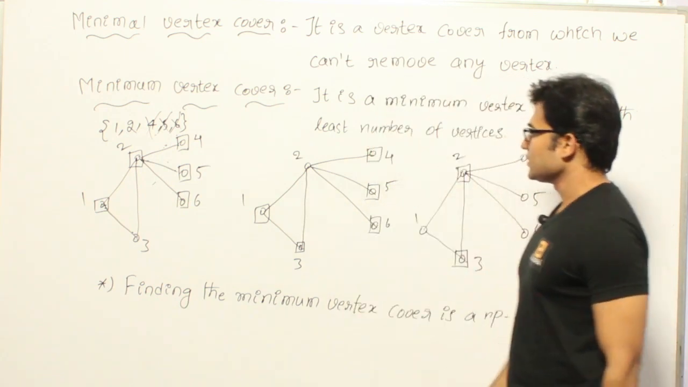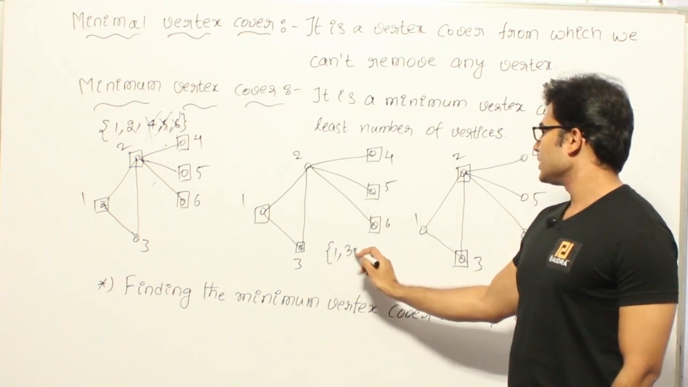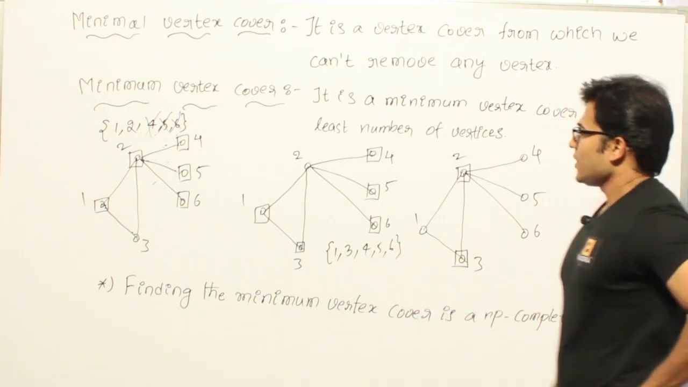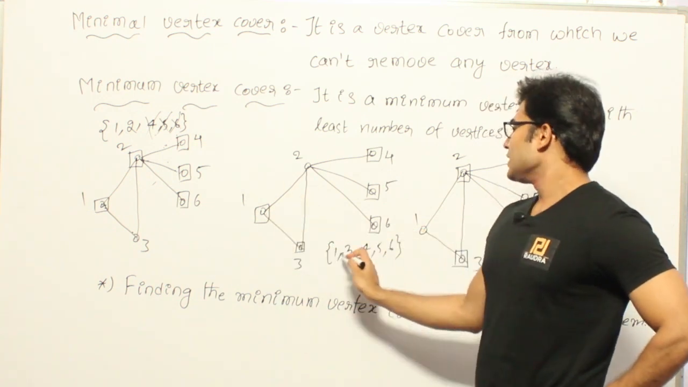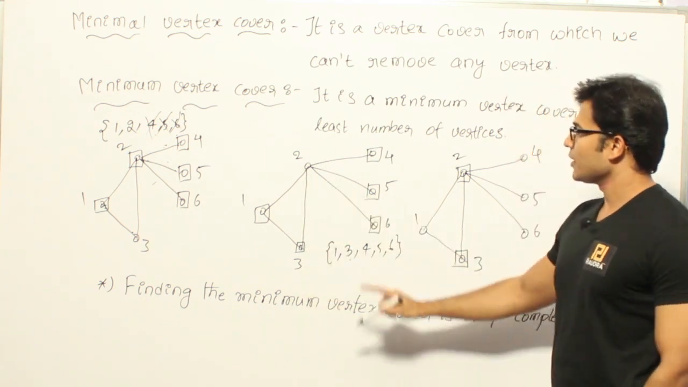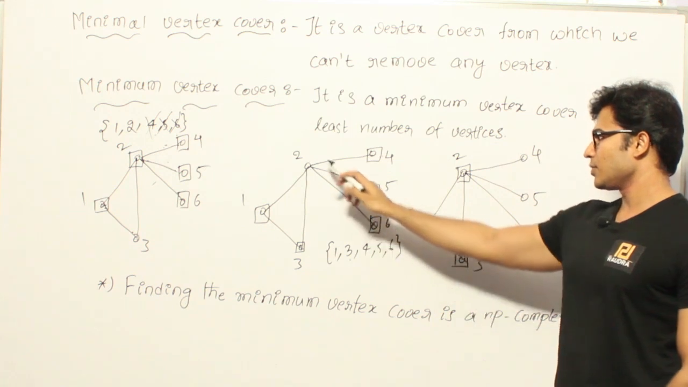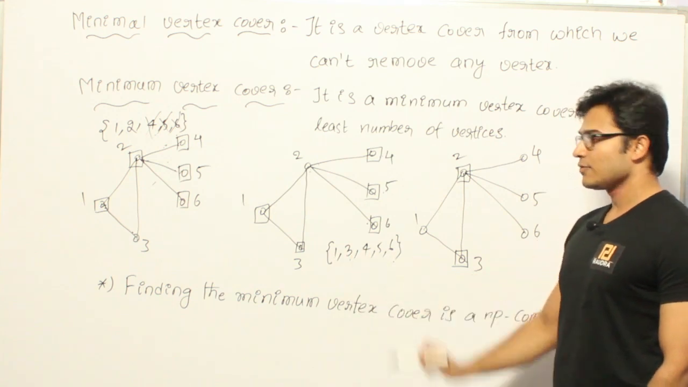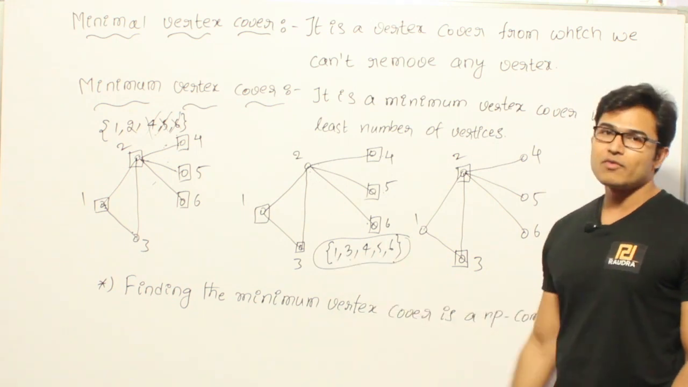Got it? Now see this. In this case, we have 1, 3, 4, 5, 6. Now if I delete 1, there will be no one to cover 1, 2. Therefore, 1 is definitely required. Now if I delete 3, there will be no one to cover 2, 3. Therefore 3 is definitely required. If I delete 4, there will be no one to cover 2, 4. So 4 is required. I can't delete 5 because there will be no one to cover this one. I can't delete 6 because there will be no vertex to cover this. Therefore all these are definitely required. I cannot delete any vertices from this set. Therefore it is called a minimal vertex cover.